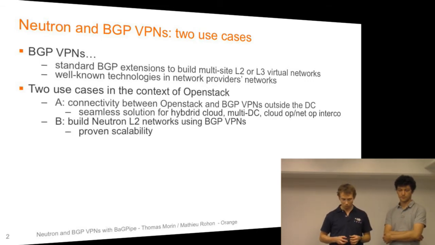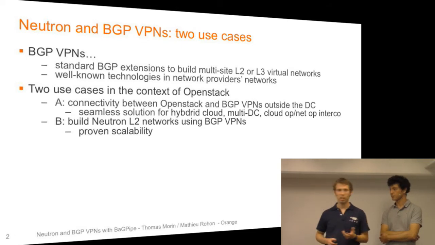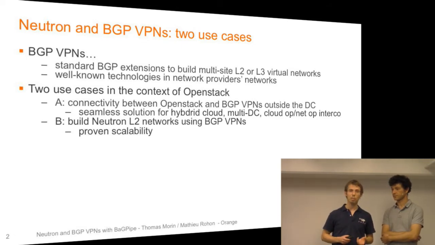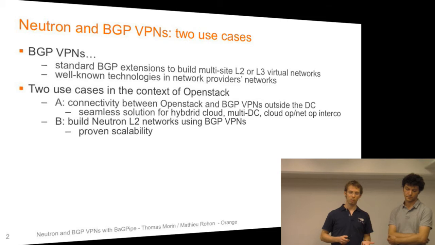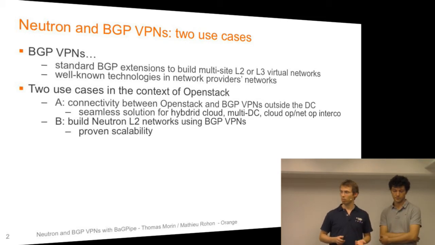two use cases. The first one is related to connectivity between OpenStack and BGP VPNs which are outside the data centers. This is required to have a seamless solution for hybrid cloud, multi-data center, and solutions for allowing a cloud operator to interconnect with a network operator.